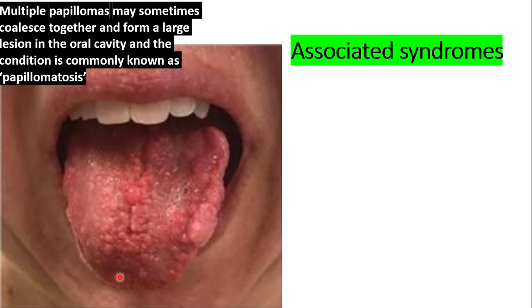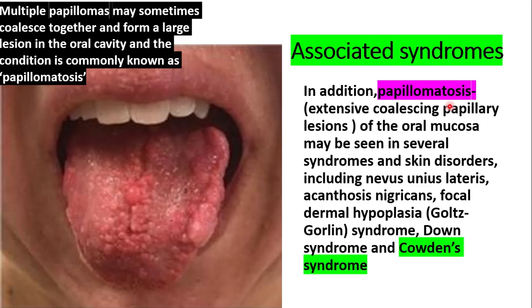Before we move on to its histopathological features, there is an important thing that I want to mention, which is papillomatosis. Now, papillomatosis or multiple papillomas, when they occur together, sometimes coalesce, forming a large lesion. And this is known as papillomatosis. It is seen in various syndromes and conditions such as Nevus unius lateris, Gorlin-Goltz syndrome, Down syndrome, and Cowden syndrome.